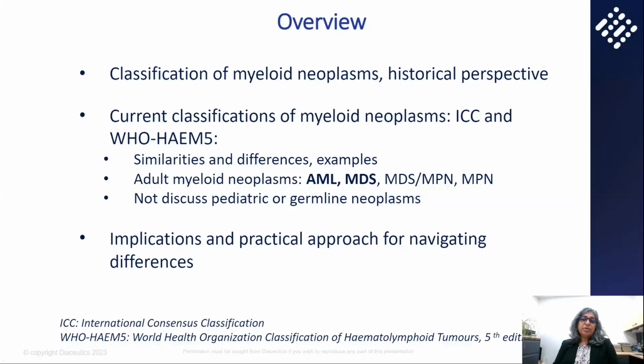So in this webinar, I will only talk about adult myeloid neoplasms and pretty much focus on acute myeloid leukemias and myelodysplastic syndromes, because these are the two categories where we encounter challenges based on these two classifications. I will very briefly touch upon myelodysplastic/myeloproliferative neoplasms and myeloproliferative neoplasms. I will not discuss pediatric or germline neoplasms in the interest of time. In the end, we will talk about the implications of these two classifications and practical approach for navigating the differences between the two. And then, as Ian mentioned, we will have time for questions and answers after that.